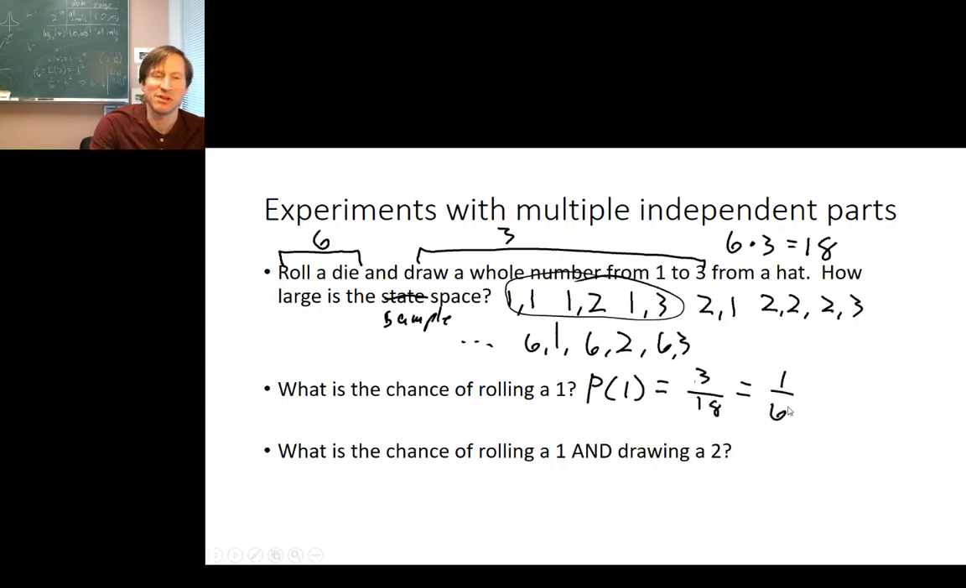Here's another example: the chance of rolling a 1 and drawing a 2. Well, there's only one outcome where we roll a 1 and draw a 2. That's this outcome right here. So 1 outcome divided by 18 outcomes total.